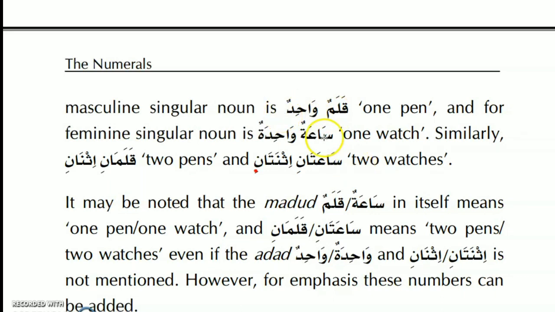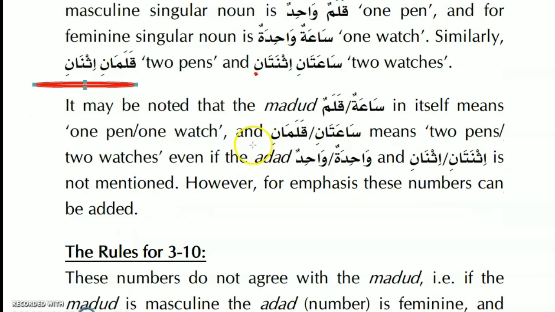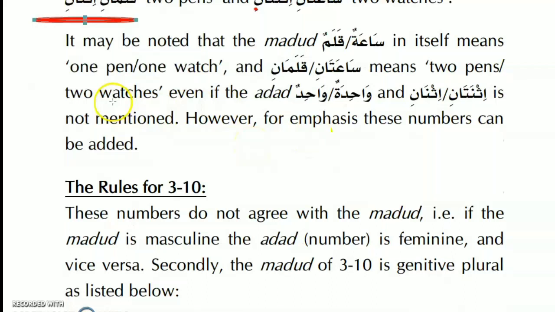Meaning in 1 and 2, agreement between adad and ma'dud is necessary. Same: qalamani ithnani, 2 pens. See over here, the translation is 2 pens. So qalamani ithnani. These are muzakkar, because qalamani is muzakkar dual, meaning tasniya muzakkar. That's why we brought tasniya muzakkar ithnani. And hence sa'atani ithnatani. Sa'atani is a muannas ma'dud. That's why we brought the muannas adad. It is called ithnatani, as you have seen. Same, it has been explained over here in this description.